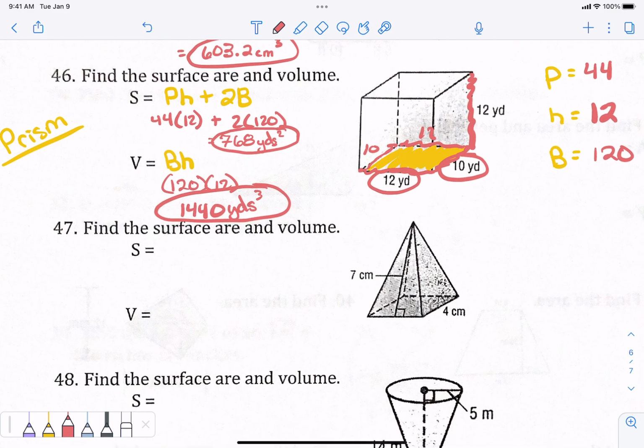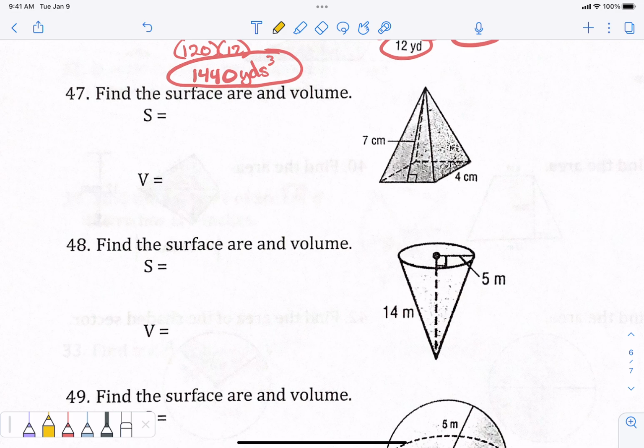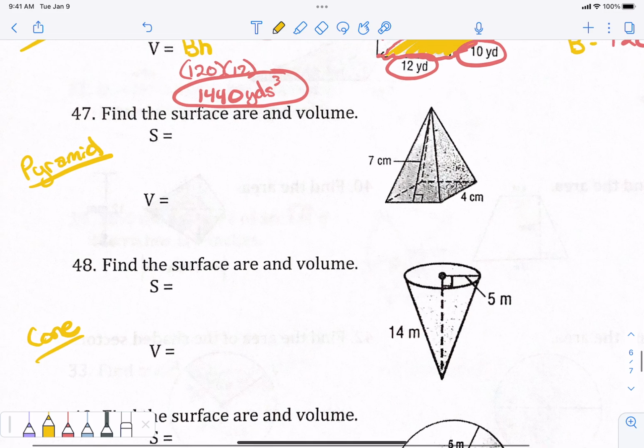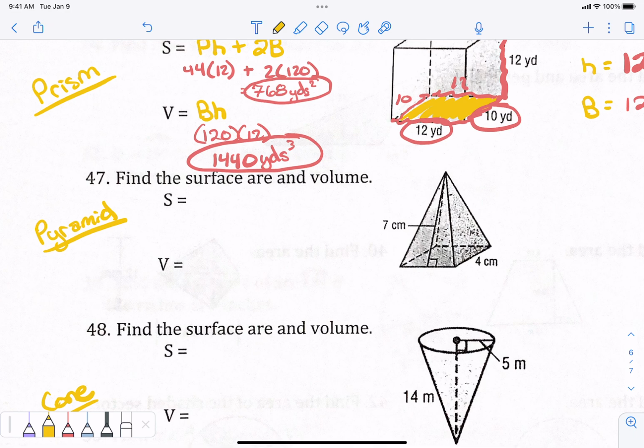Because with these ones we have to find extra things. So, what is number 47? Pyramid, I can't spell. And then this is a cone. All right, pyramid. I know the volume is 1/3 capital B H.